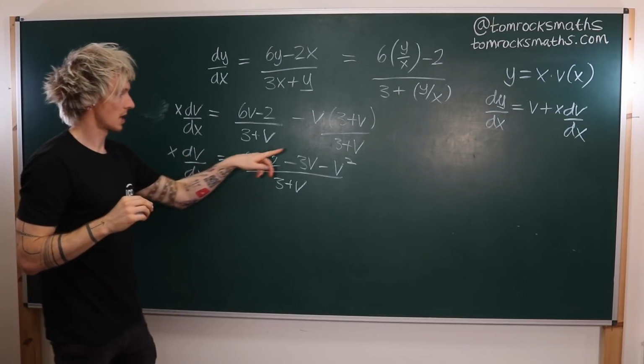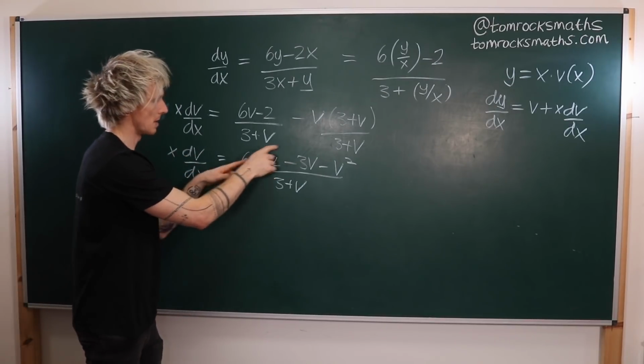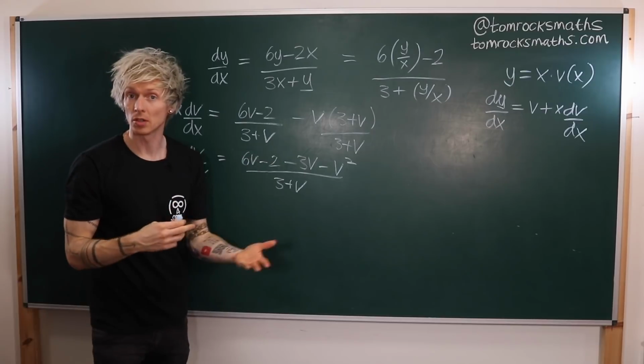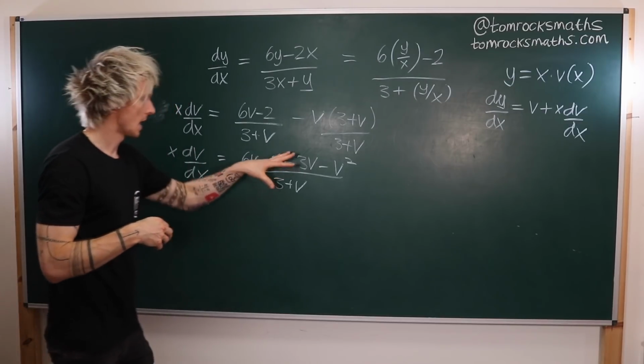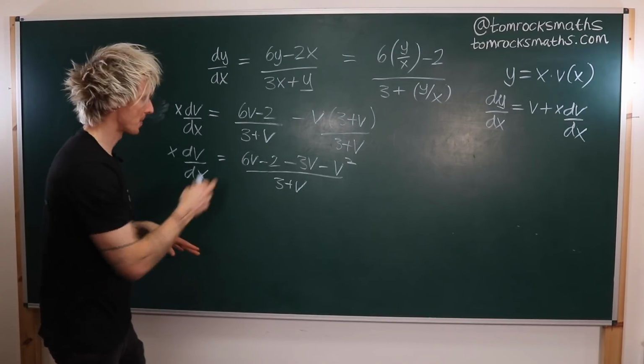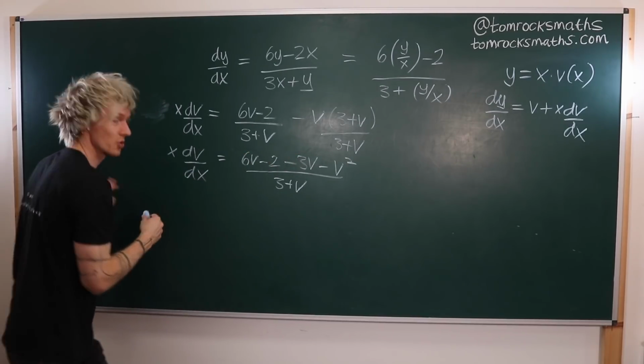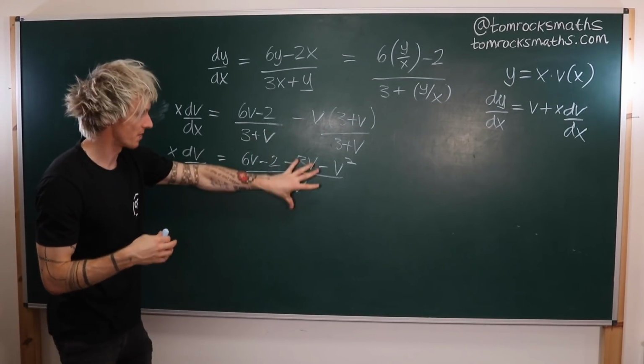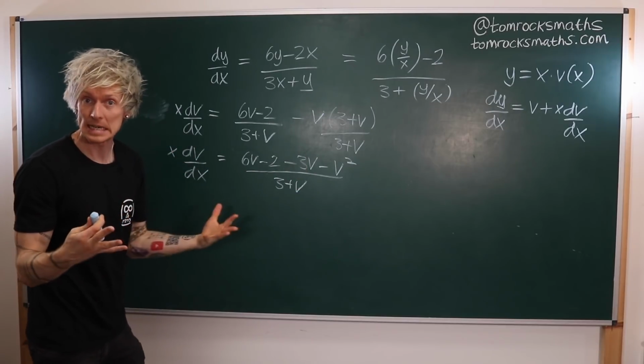Now, of course, we can simplify the 6v minus 3v, gives me a total of plus 3v. And then we're going to take all of these terms across, so I'll just do this in one step. So we're going to divide across here to separate our variables, get all the v terms on the left-hand side.